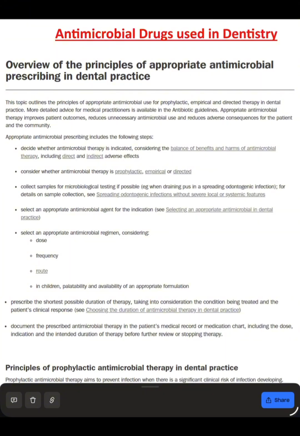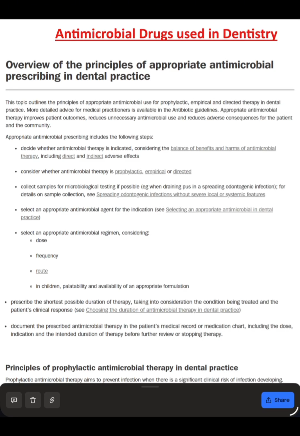Appropriate antimicrobial prescribing includes the following steps. We have to decide whether antimicrobial therapy is indicated, considering the balance of benefits and harms of antimicrobial therapy, including direct and indirect adverse effects. We also need to consider whether antimicrobial therapy is prophylactic, empirical, or directed.